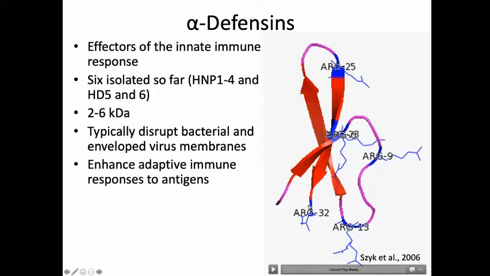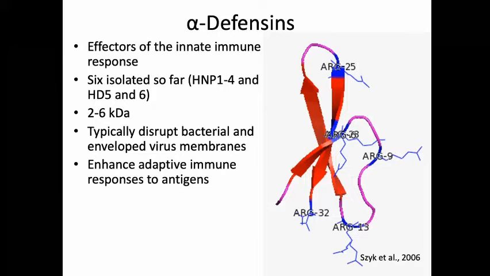And hopefully right off the bat, you're thinking, oh, arginine residues, they are positively charged. So we refer to this alpha defensin peptide as a positively charged molecule. And classically, they disrupt bacterial and envelope virus membranes, right? We've already spoken about envelopes. They're made up of lipids. Bacteria are made up of lipids as well. So they have ways to integrate into these membranes and then open them up.